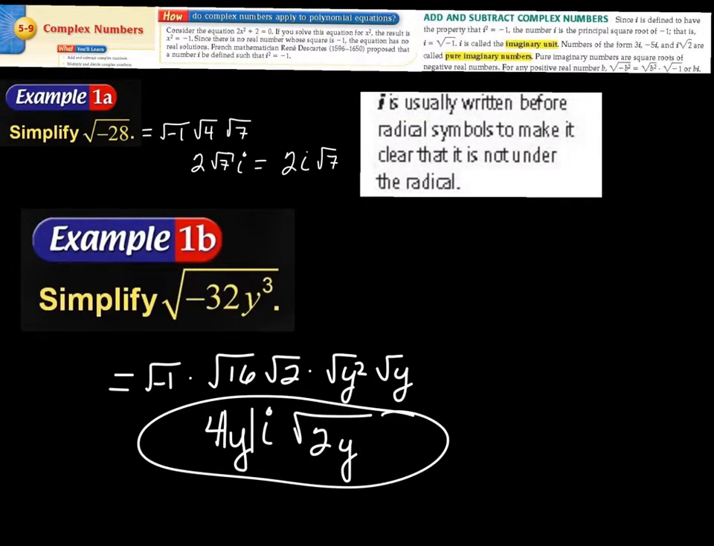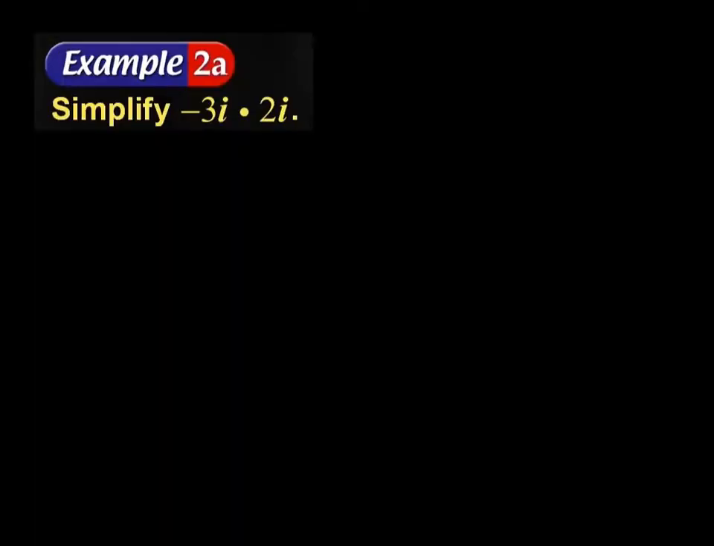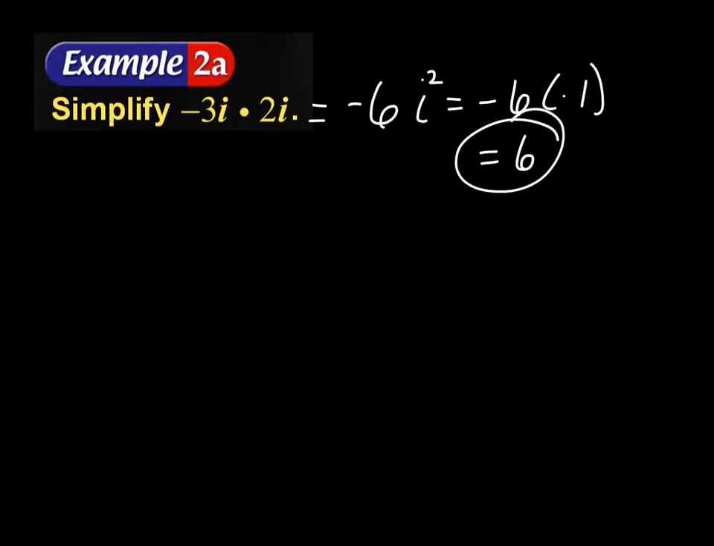The commutative and associative properties of multiplication hold true for pure imaginary numbers. So I can use those properties to rewrite negative 3i times 2i as negative 3 times negative 2 is negative 6, i times i is i squared. But we know that i squared equals negative 1, so it would be negative 6 times negative 1, which equals 6.